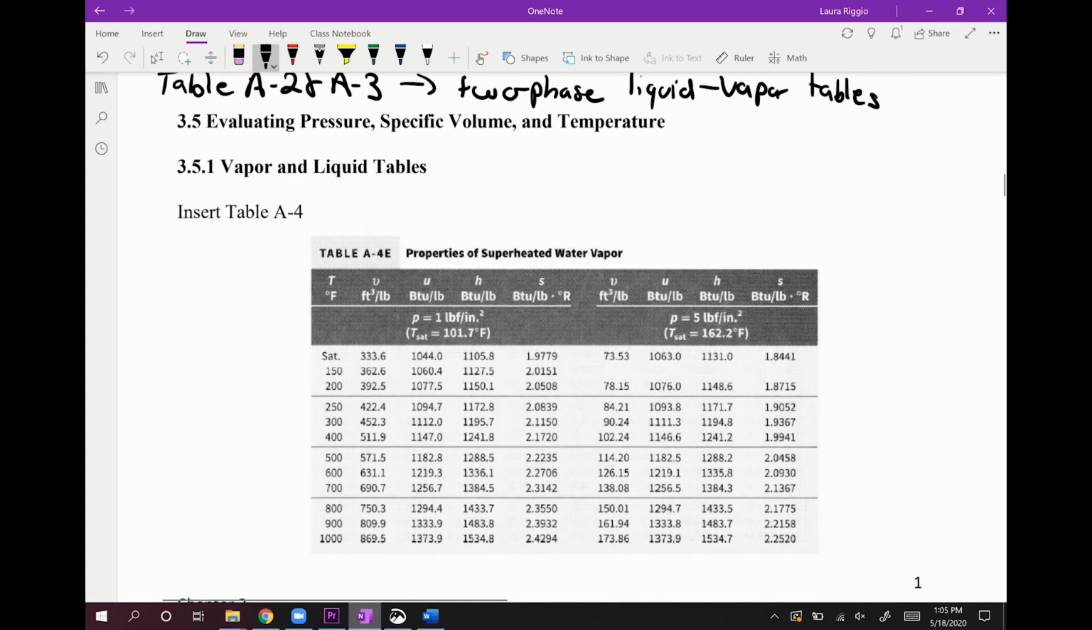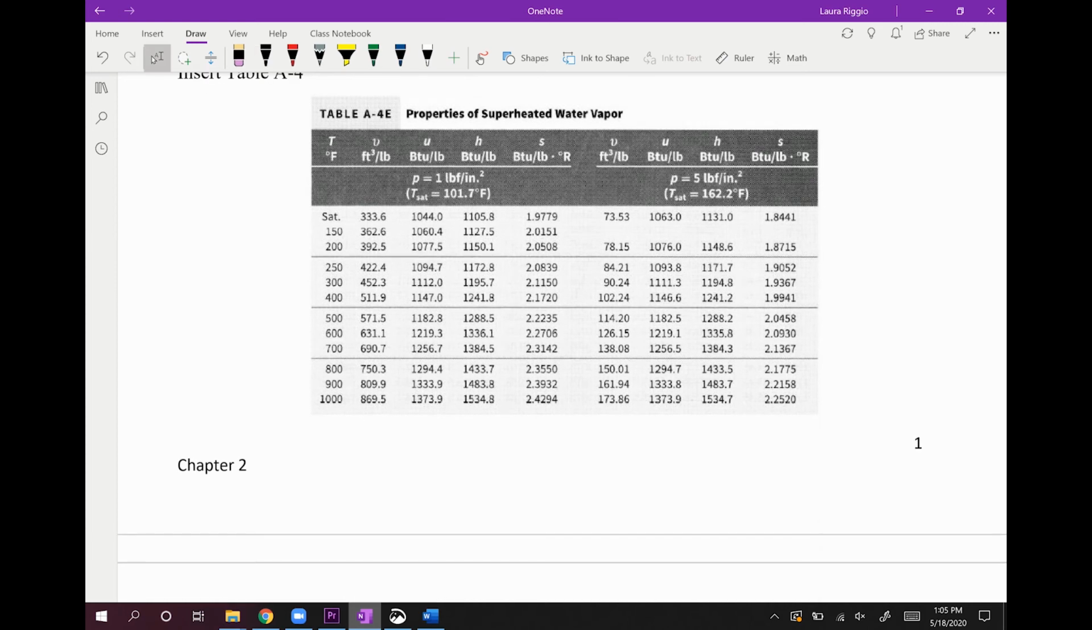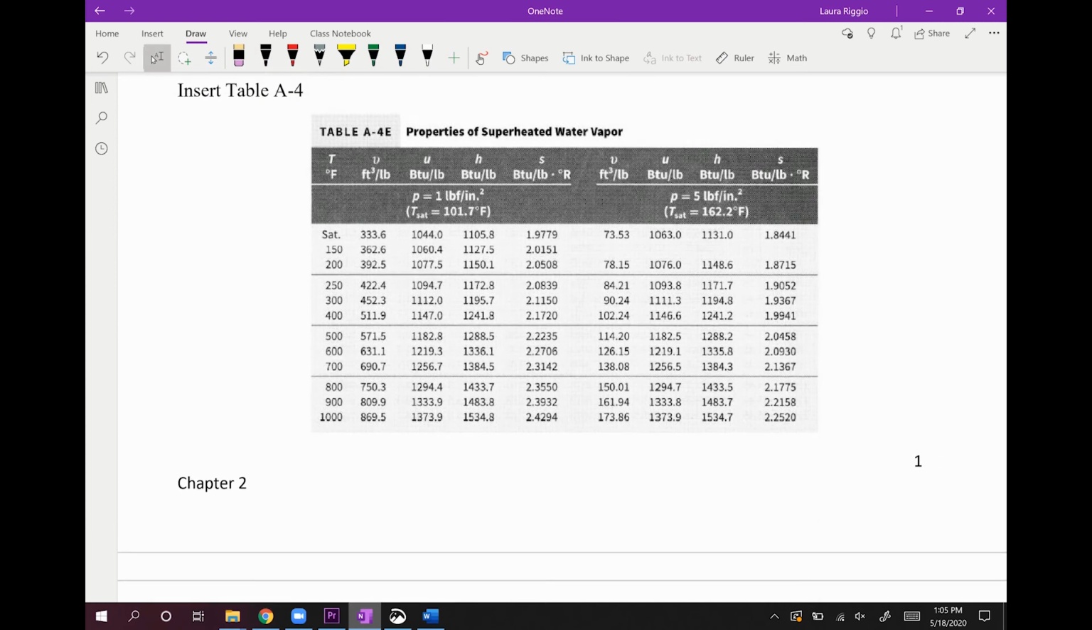So as an example, here's table A4. If you remember, in single phase regions, we can fix our state by temperature and pressure. A few things to note: this is two little separate tables here. We have temperature, specific volume, internal energy, enthalpy, and entropy. For right now, we're really only going to look at the first three columns.